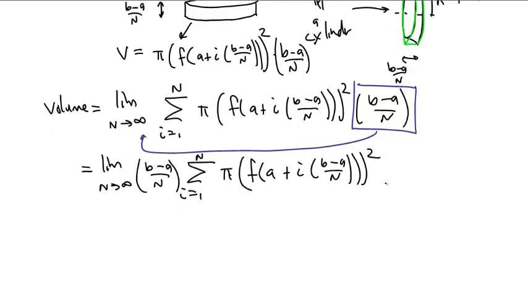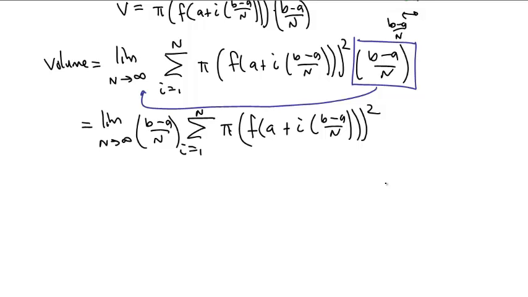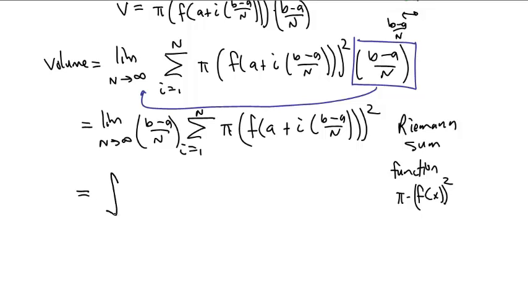Because I know what you're thinking. You're thinking, this is a Riemann sum. This looks totally like a Riemann sum. This is a Riemann sum where the function is not f of x, it's pi times f of x, the whole thing squared. And that is, in fact, therefore, see, before we've always gone from integrals to Riemann sums. Now we go the other way. This is the integral from a to b of pi times f of x squared dx.